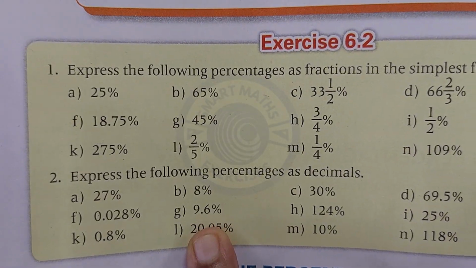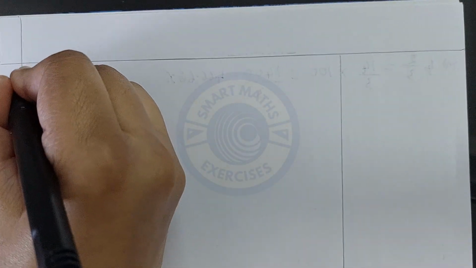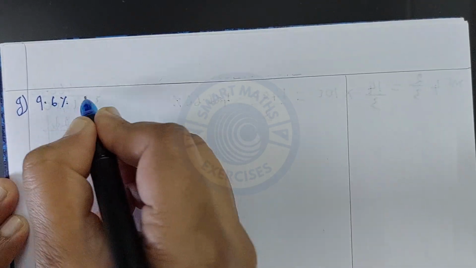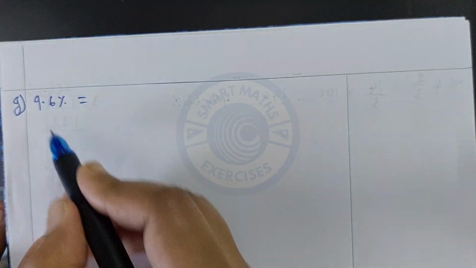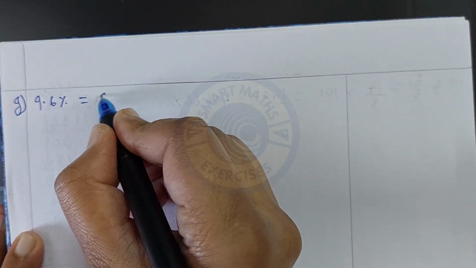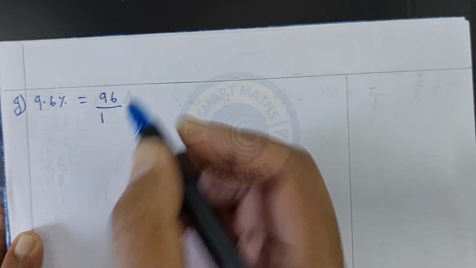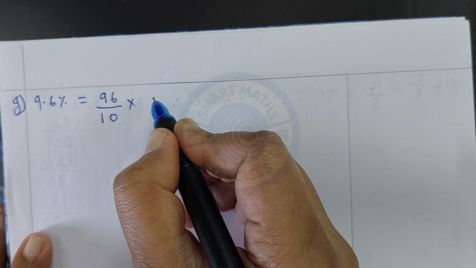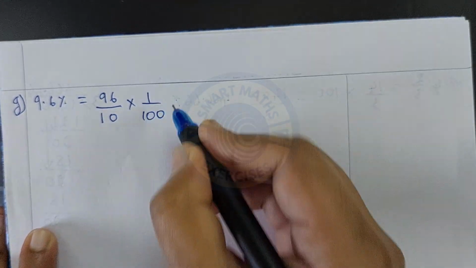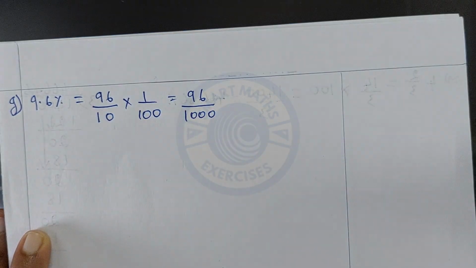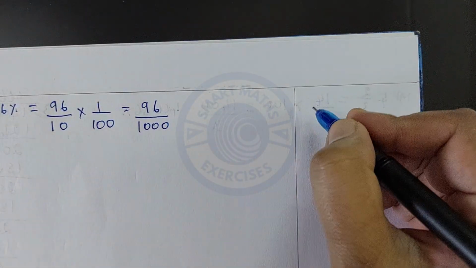Next question is G, 9.6%. Again, this number is in decimal, so we convert it into a fraction. 96 by, there is one digit after the decimal point, so add one 0 into 1 by 100. That becomes 96 by 1000. Divide 96 and 1000.